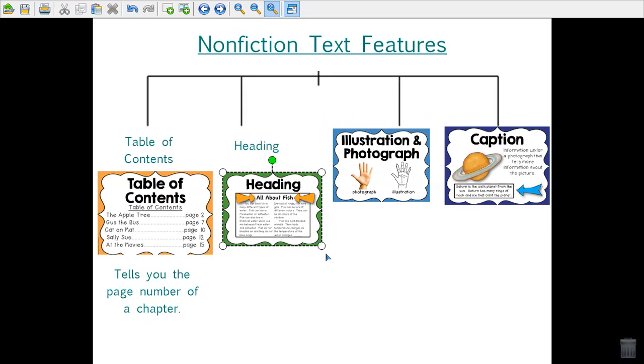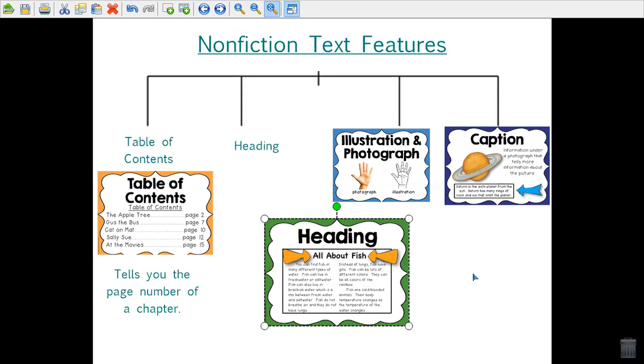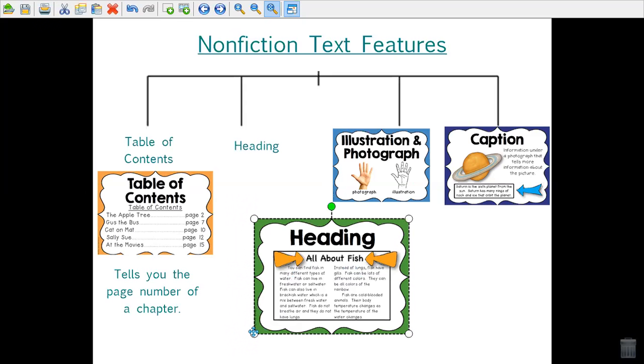Our next one is heading. Everyone say heading. A heading is when you have a text and inside of that text you're talking about a certain thing. So this one says you can find fish in many types of water, and this is all about fish. So our heading is the bold print right above the text on a page. It tells you what your text is going to be about.